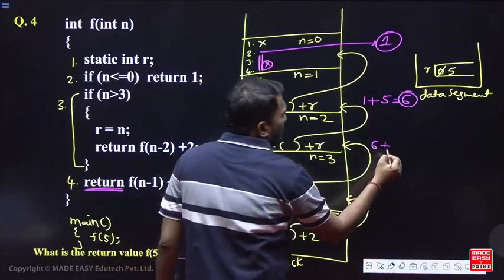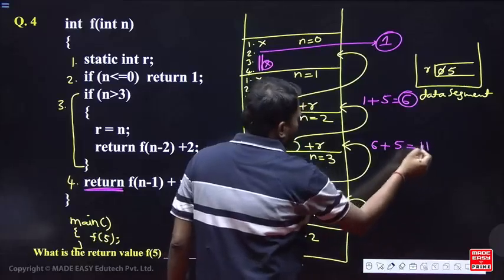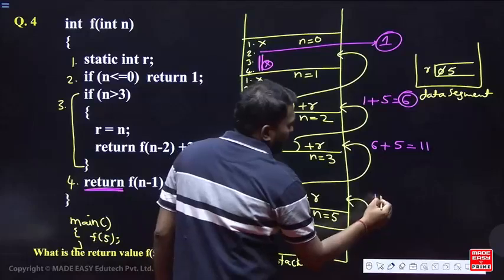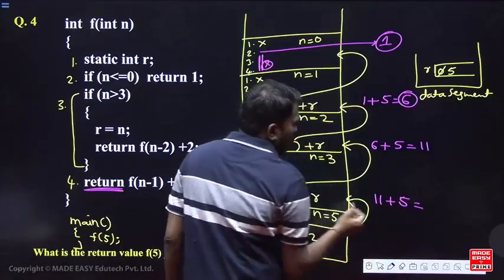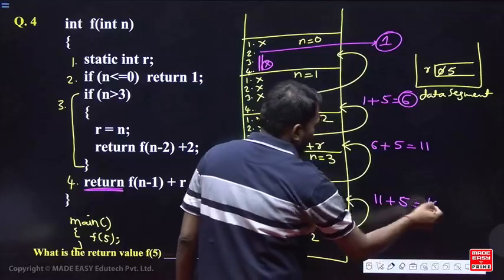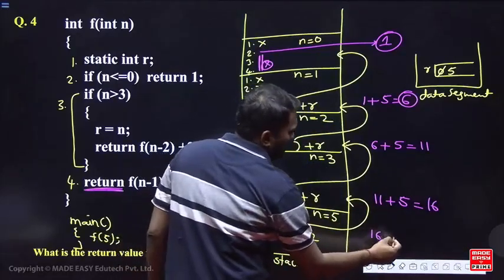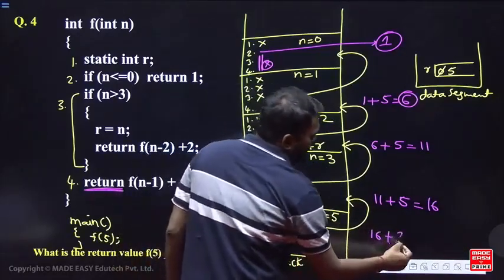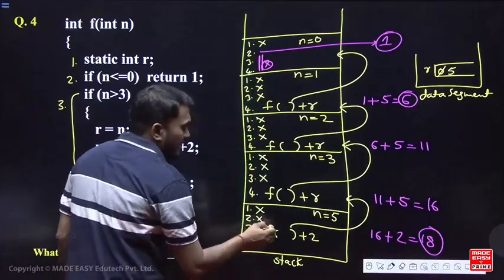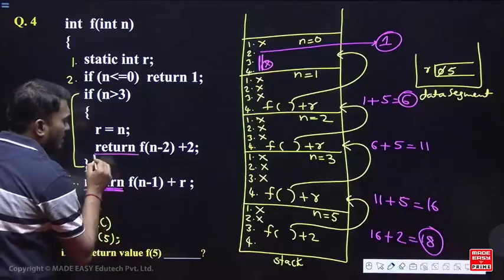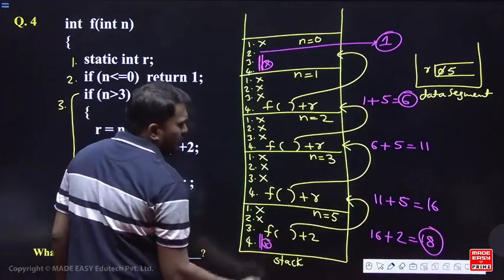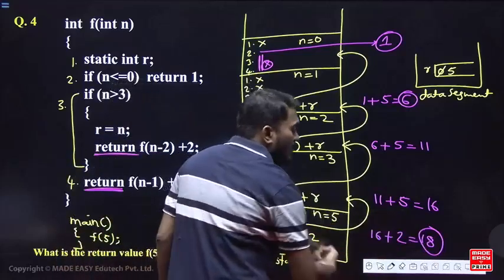Now this becomes 6 plus 5, that is 11, and 11 will come here. 11 plus again r. Now tell me, what is the latest value of r here? 5 only. 11 plus 5 is 16, and the 16 will come here. So that is 16 plus 2, which is 18. And listen here, the third statement has a return, so when the third statement returns, the fourth statement is not executed.